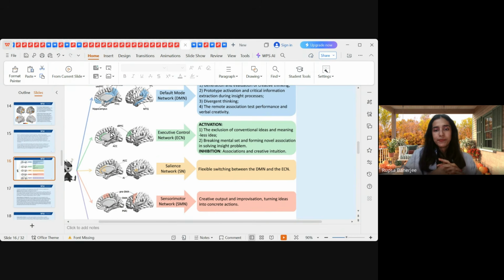Next, you have the salience network. All right, so it allows for flexible switching between DMN and executive control network. And then you have creative output and improvisation, turning ideas into concrete actions. That is the pink region. Okay, so it's an important diagram, important to take into account how different parts of the brain function in order to promote all of these different creative works that we do and solve problems. So it's important to take all of it into account.